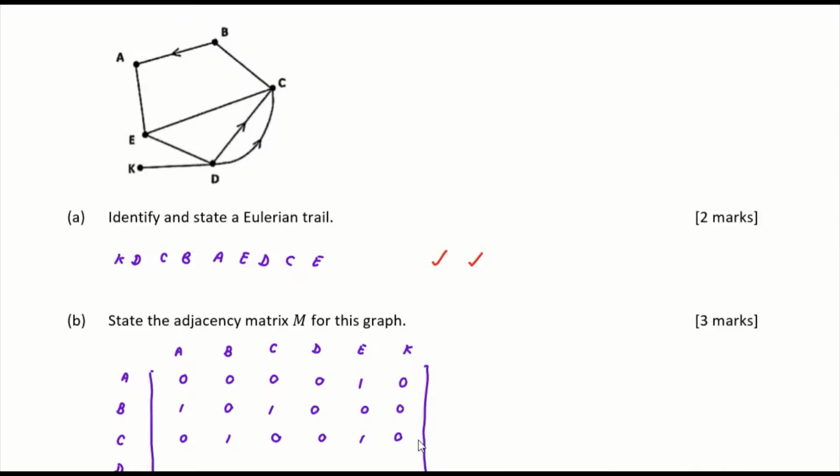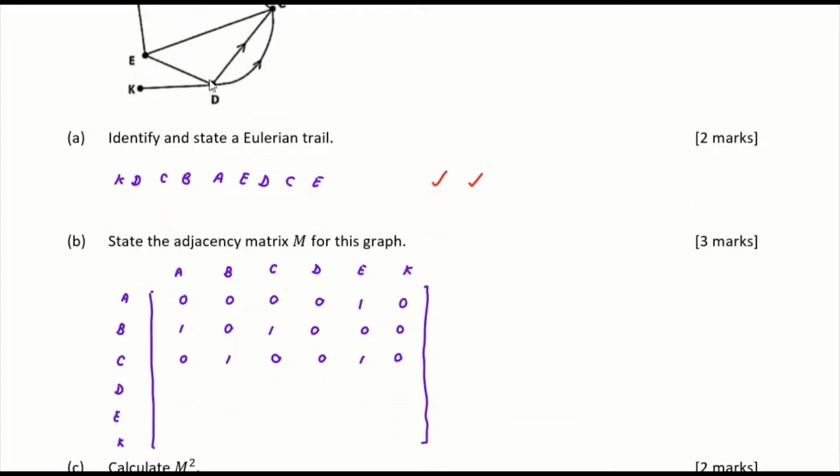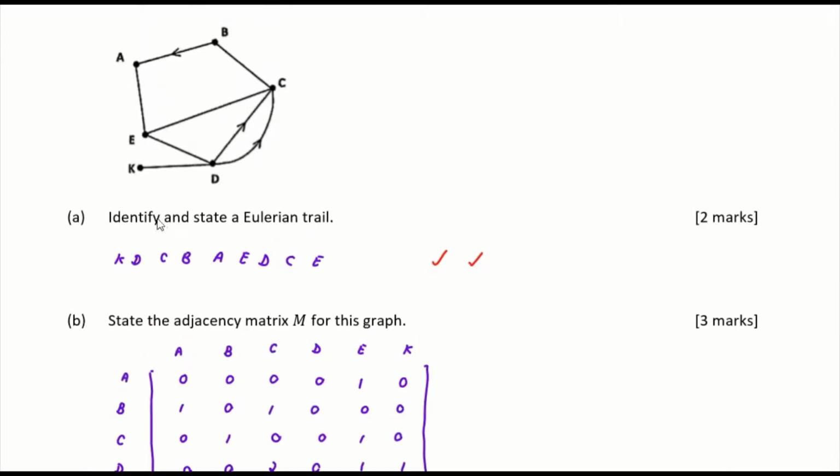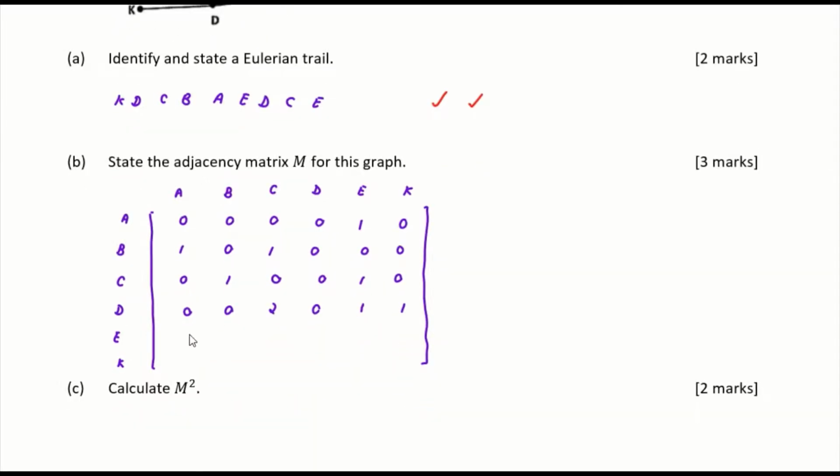Okay, then after that for D, you can see that it can travel to C, and this is like multiple edges here. So D to C, so that's 2. Then after that, D can also travel to E and K. So E and K, other than that, all 0. Then let's check out the E. For E, you can travel to A, C, and also D. So A, C, and D. All the other ones, all 0.